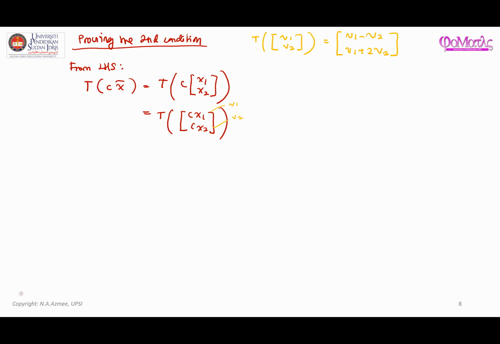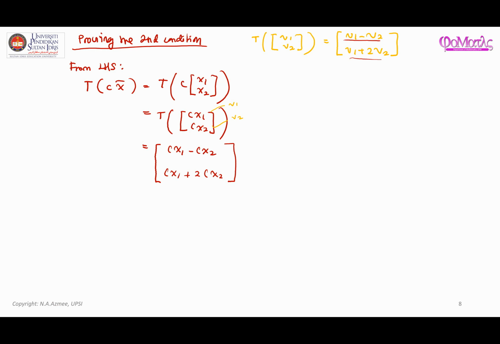Therefore this becomes the result here, we follow this idea. So we're taking v1 minus v2, so the result is going to be Cx1 minus Cx2, and then for this part here it will be Cx1 plus 2 Cx2.